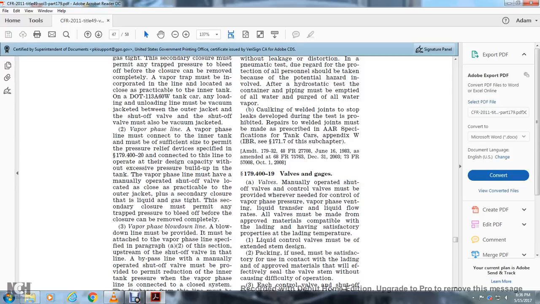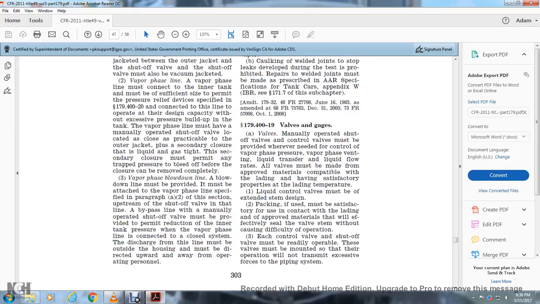The liquid and gas type of the secondary closure must permit the trap pressure for the blade-off closure to be removed completely. The vapor phase blowdown line: a blowdown line must be provided, but it must be attached to the vapor phase line specified in paragraph A2, upstream of the shutoff valve in that line.